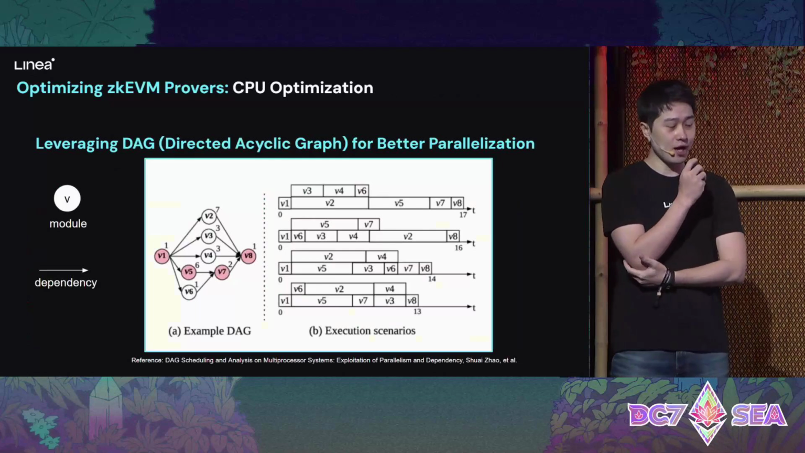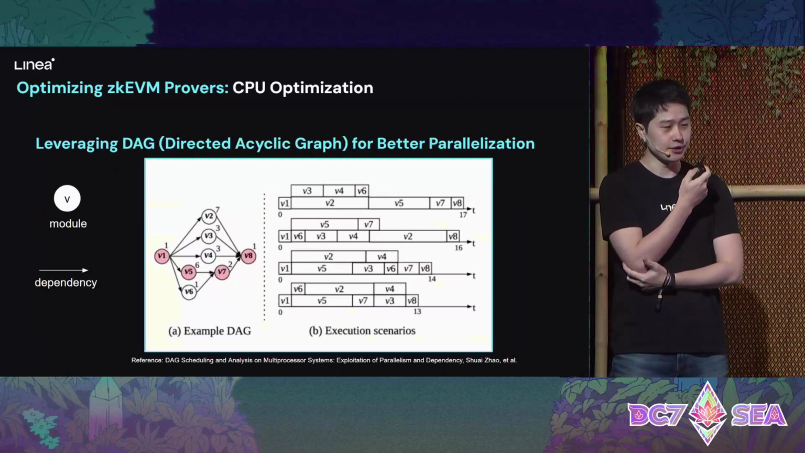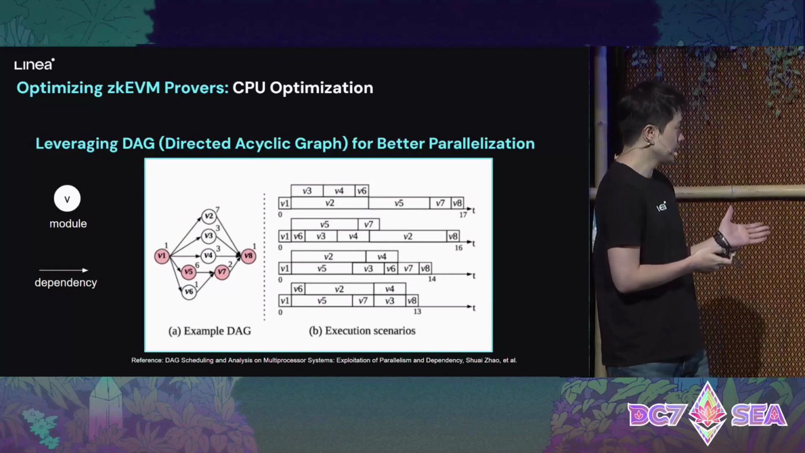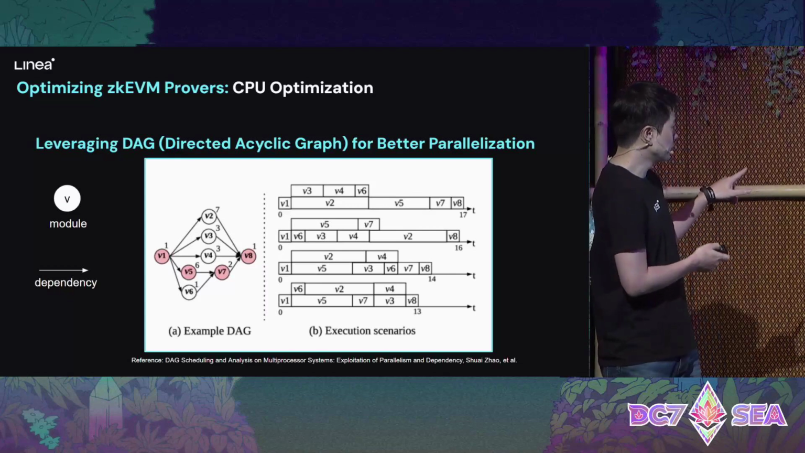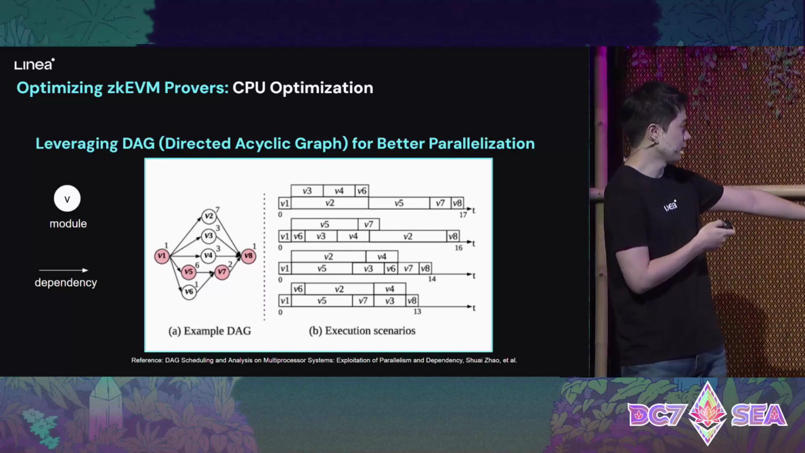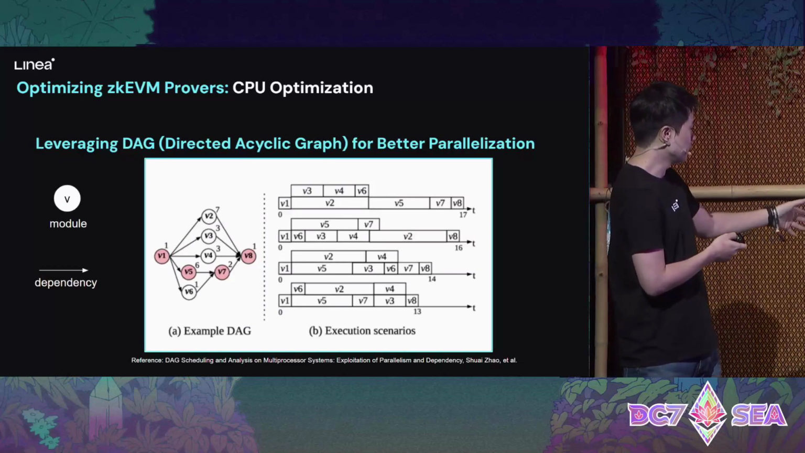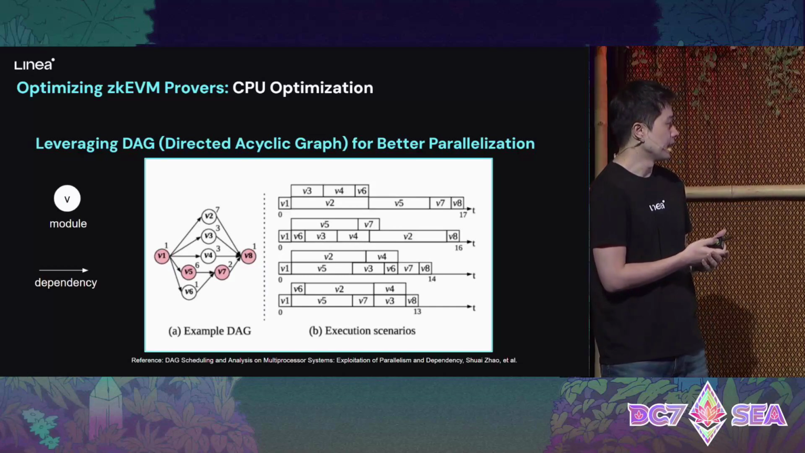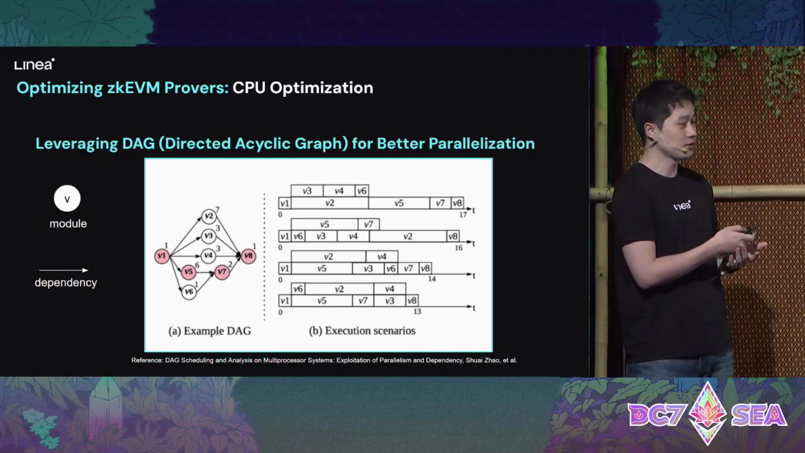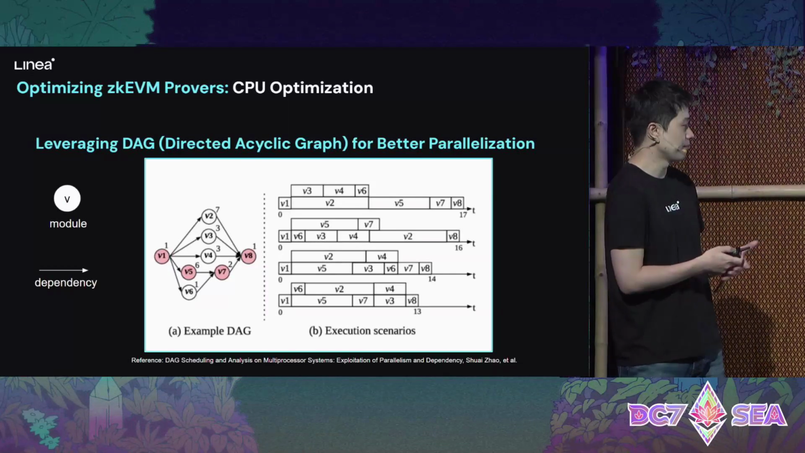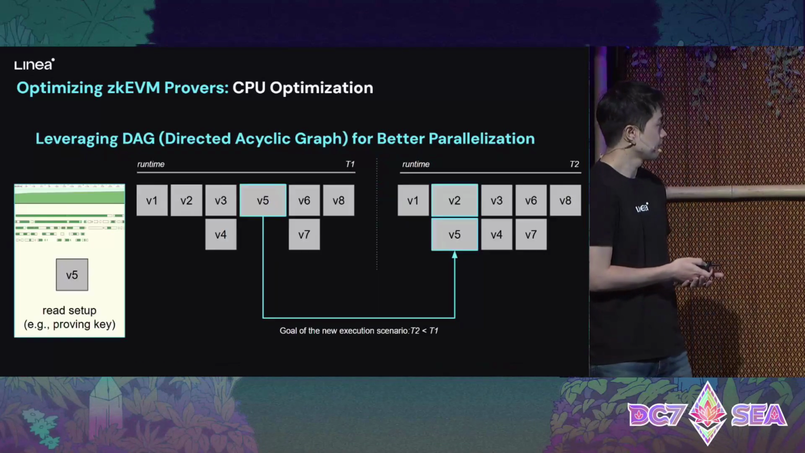As for how to improve parallelization, it is a common methodology that you can apply to your program. First, you draw your modules like a graph on the left, and then you also draw your dependencies. And then on the right side, you can have those Lego blocks, and then you can find out some better execution scenarios.